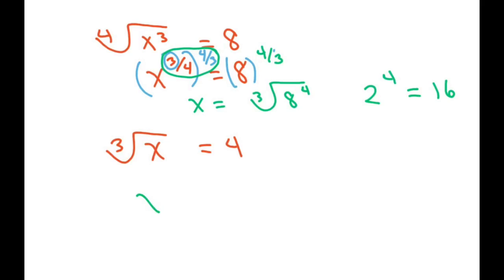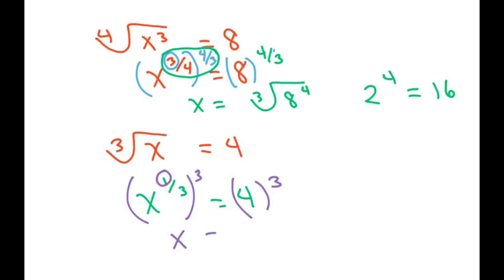On this one you have x to the 1/3 equals 4. There's only one solution because my n is odd. So just power it by 3. That equals 1 here on the left side. You have 4 cubed, which equals 64.